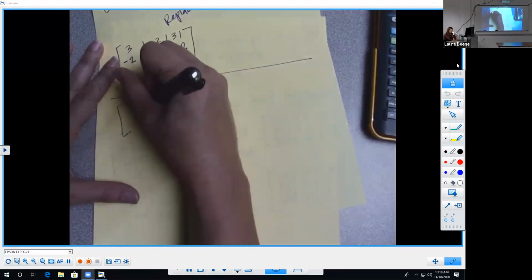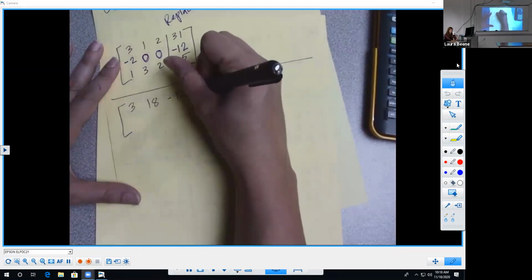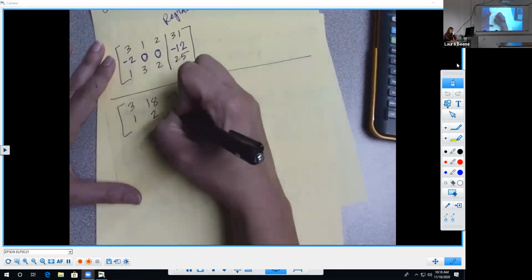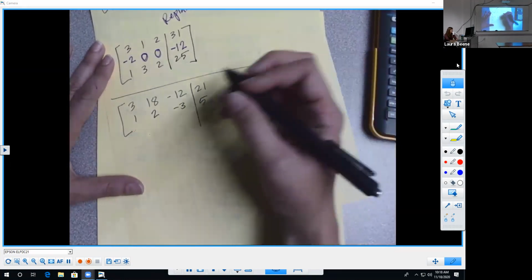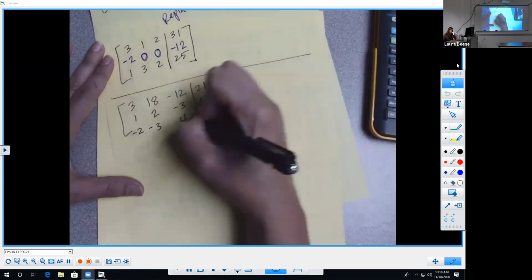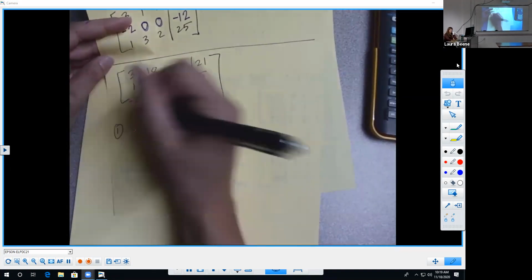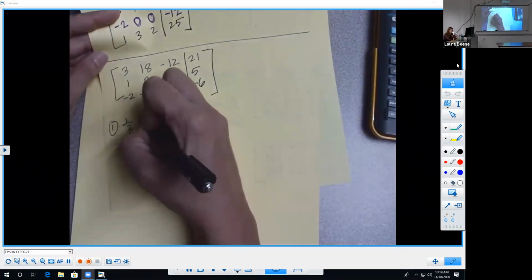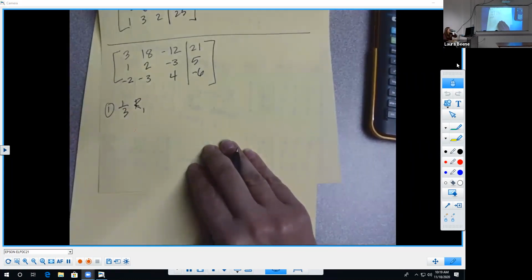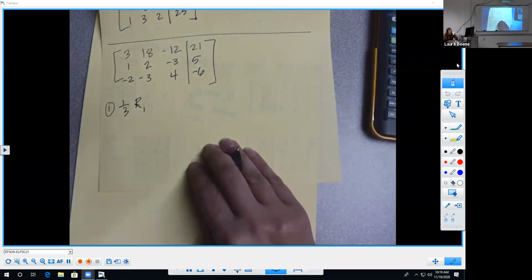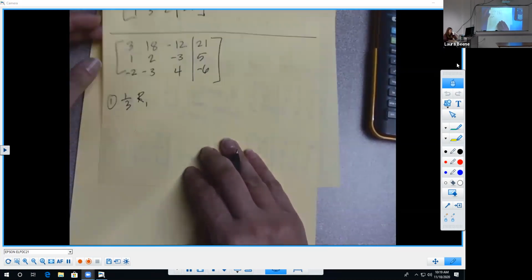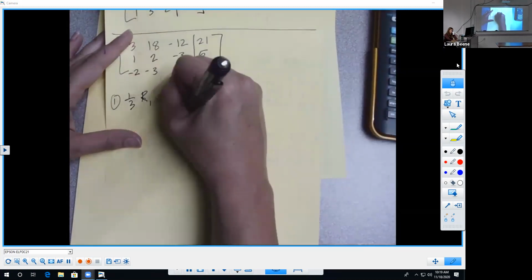Okay. So our new problem we're going to work with is the matrix 3, 18, -12, 21; 1, 2, -3, 5; -2, -3, 4, and -6. I'll take it back. On the first one, let's go ahead and do 1/3 times row 1. So we didn't do a fraction last time. Multiplying row 1 by 1/3 is the same thing as dividing by what? Dividing by 3.